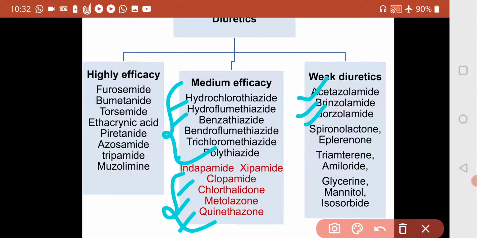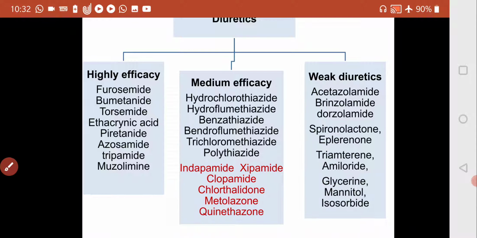There are aldosterone antagonists: spironolactone and eplerenone. Then there are sodium channel inhibitors: triamterene and amiloride. Also the osmotic diuretics are glycerin, mannitol and isosorbide. These are the weak diuretics.